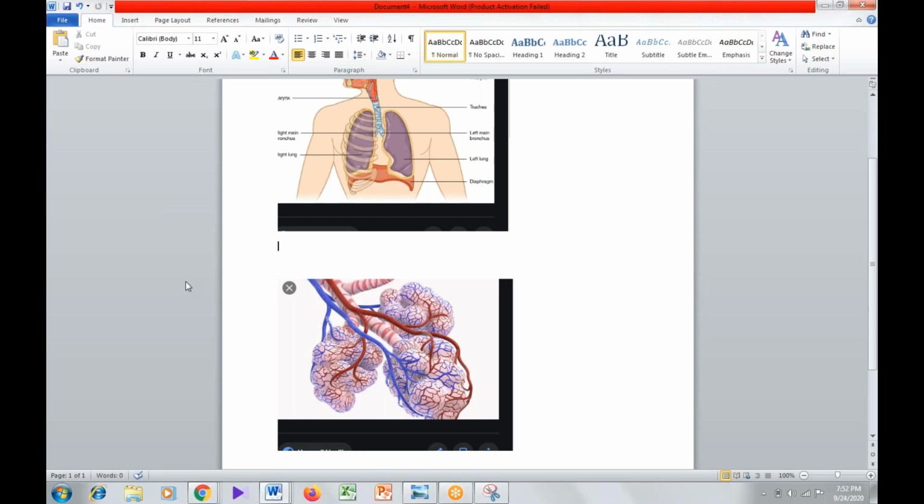So from where can we get it? If someone takes 100 gram of carbohydrate, they will get 400 calories of energy. If someone takes 100 gram of oil, they will get 900 calories of energy.